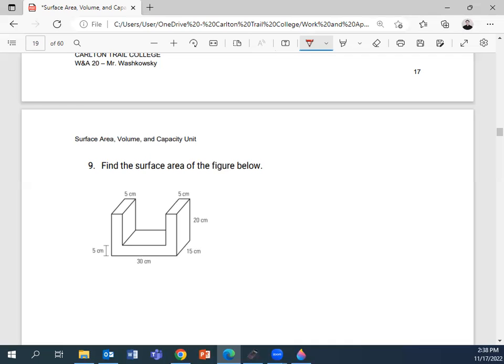If you have a question, I can try and help. Break them down into each side. Turn the hard question into an easy one. What's the surface area of each side? Add them up.